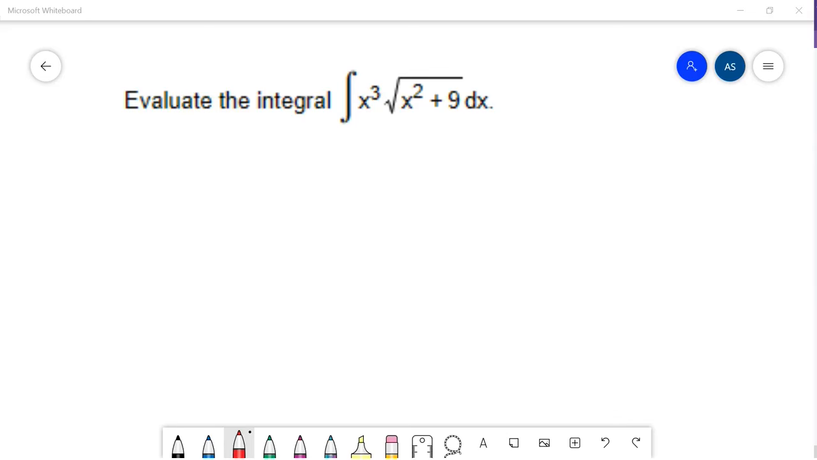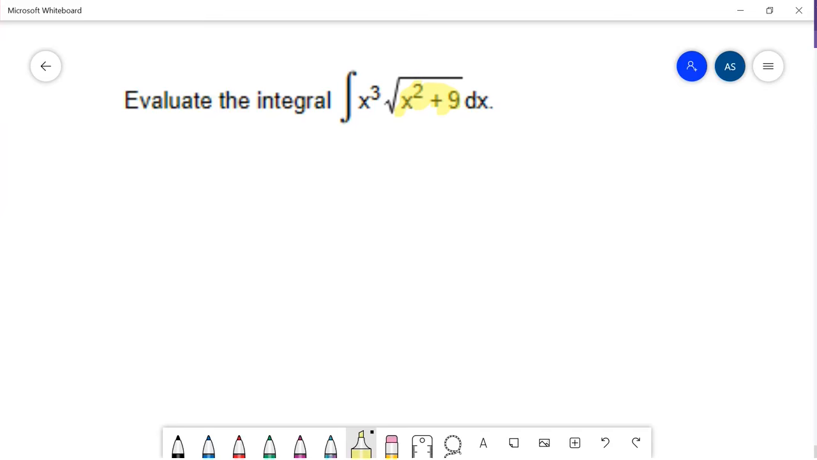So currently we're learning about the substitution method for solving integrals. And the advice that you'll typically hear is to allow an expression that is inside to be your u that you're going to do the substitution. So I'm looking inside this radical at the x squared plus 9.